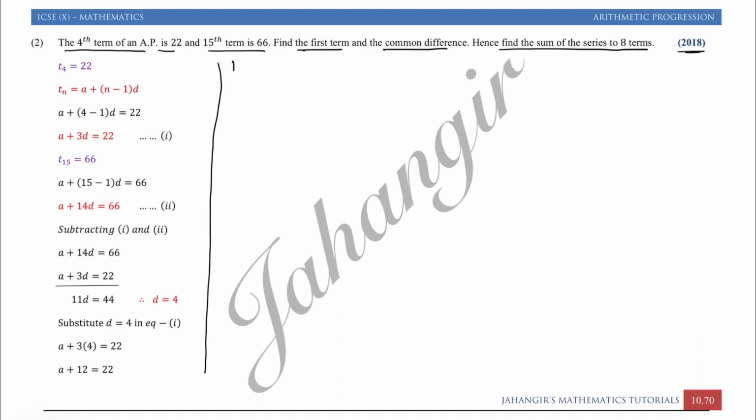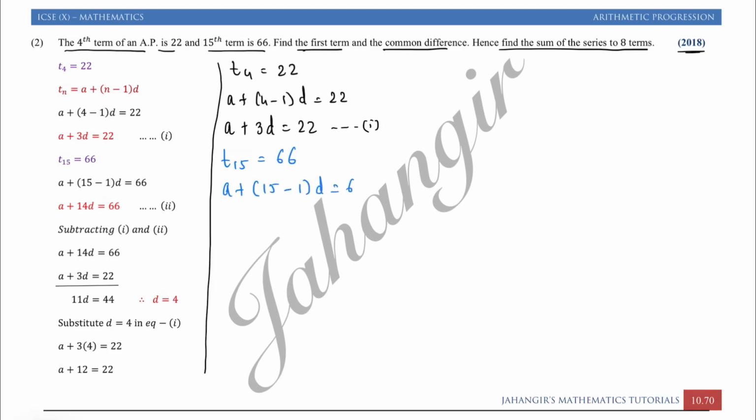First we have the fourth term, T4 is equal to 22. So we can write A plus 4 minus 1 into D is equal to 22. So we can say A plus 3D is equal to 22. This is my first equation. In the second equation, what we have, T15 is equal to 66. So A plus 15 minus 1 into D is equal to 66. A plus 14D is equal to 66. This is my second equation.